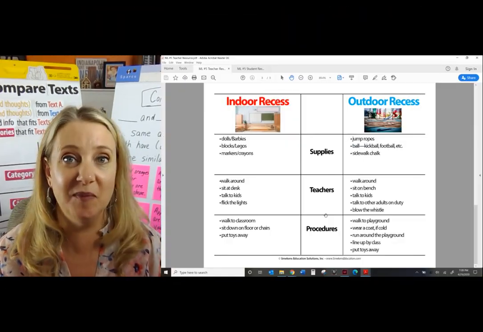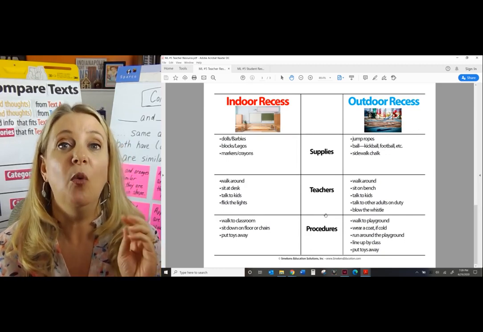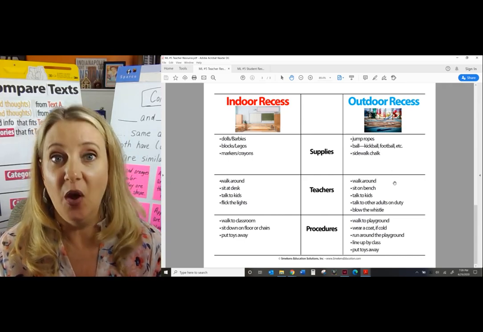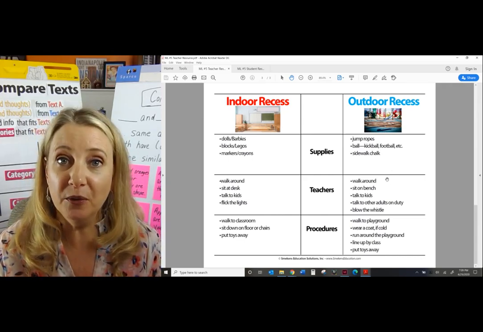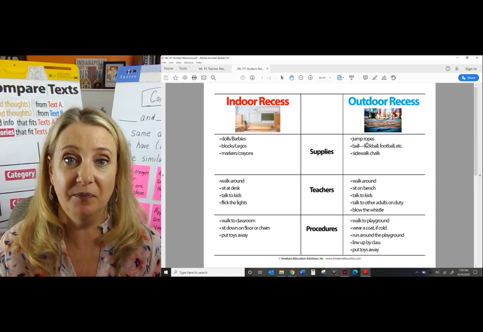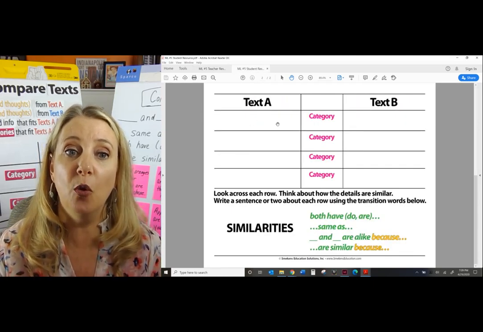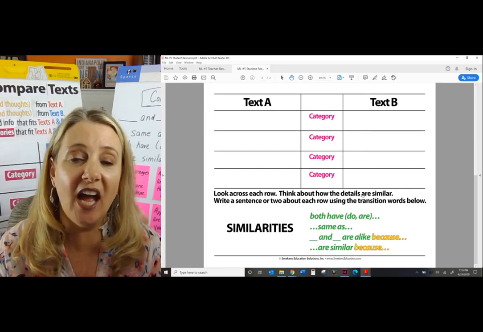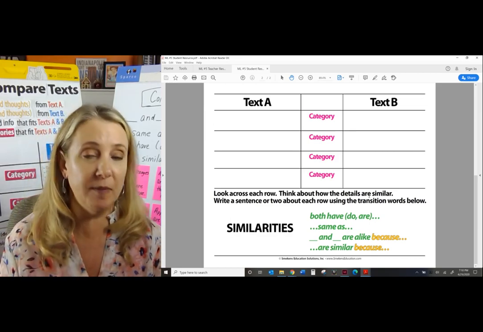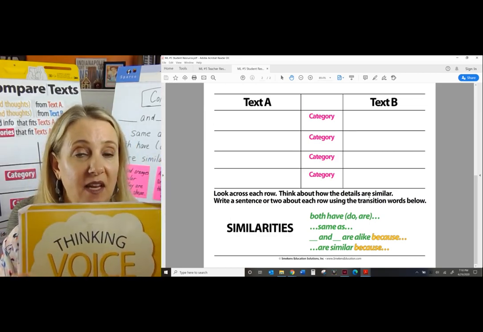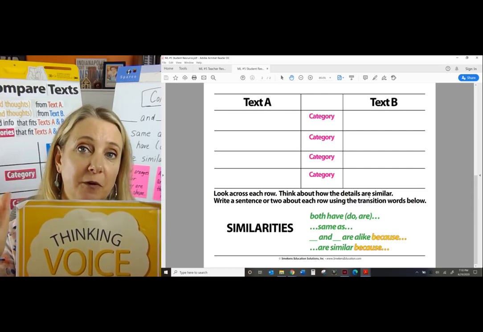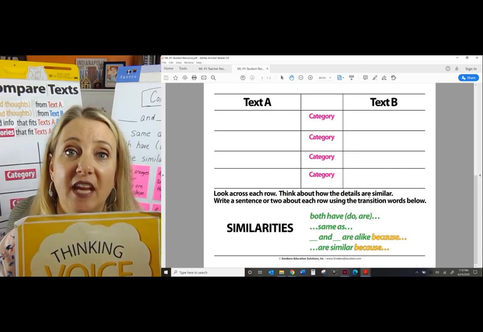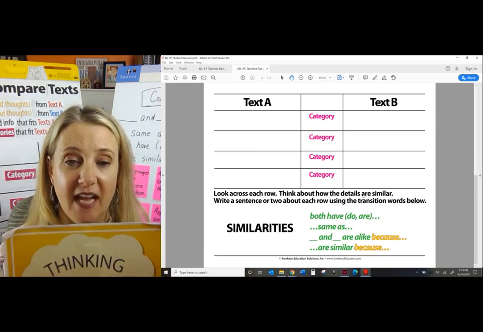Remember way back at the beginning of this series when we were talking about indoor recess and outdoor recess. Okay, so now I want you to do this assignment. I want you to go across each row of indoor and outdoor recess, and I want you to think about how the details are similar. Remember, they might say the exact same thing, or they might say something slightly different. But your thinking voice has to engage across the rows to see how they could be similar. That's what we're going to do.